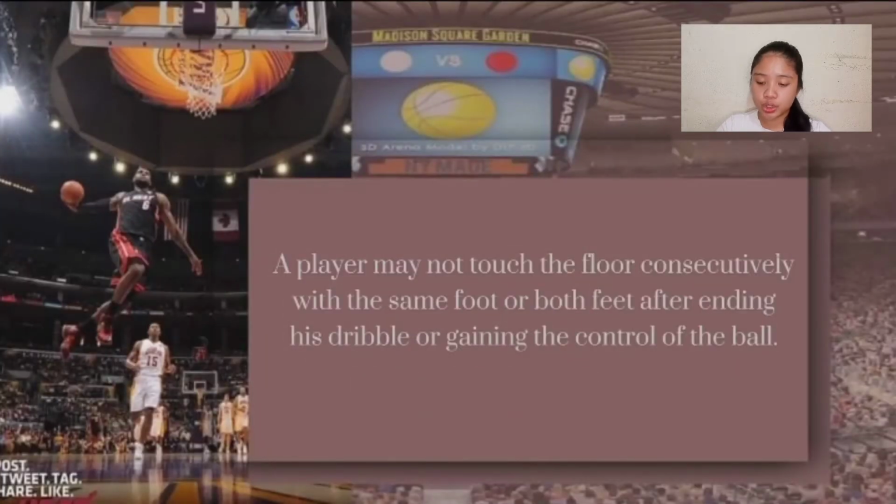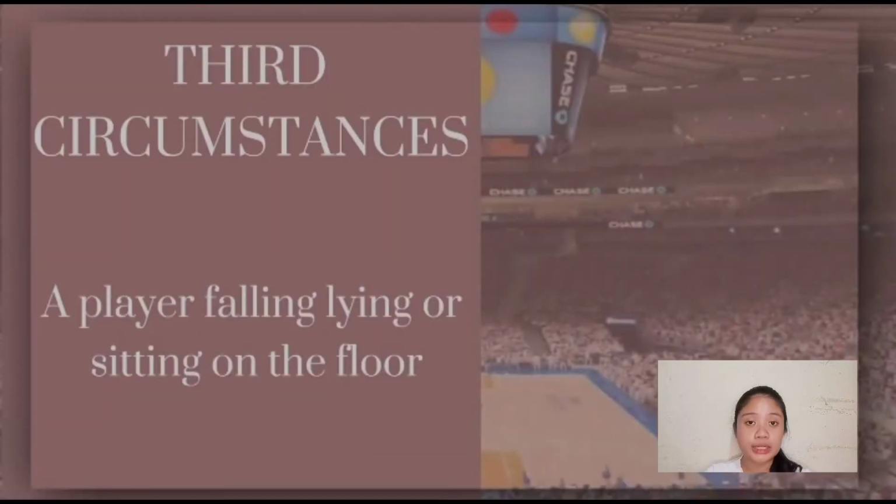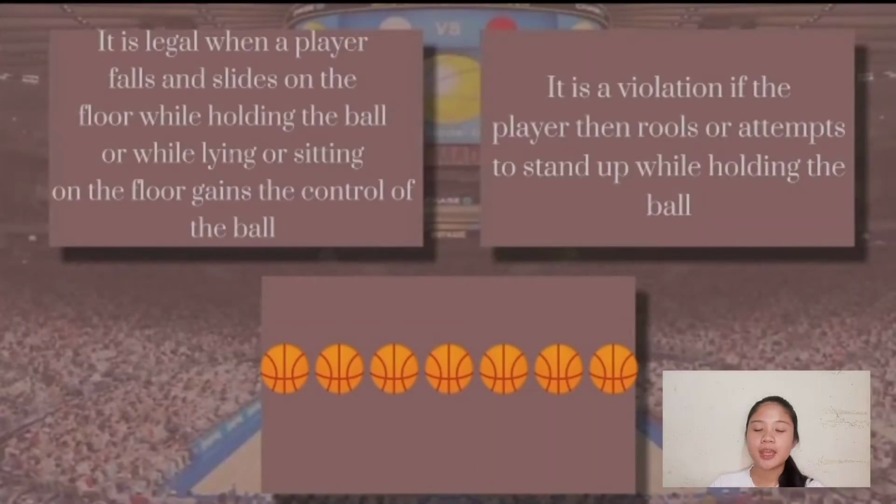A player may not touch the floor consecutively with the same foot or both feet after ending his dribble or gaining control of the ball. If a player is falling, lying, or sitting on the floor, here is what he must do. It is legal when a player falls and slides on the floor while holding the ball, or while lying or sitting on the floor, gains control of the ball. It is a violation if the player then rolls or attempts to stand up while holding the ball.